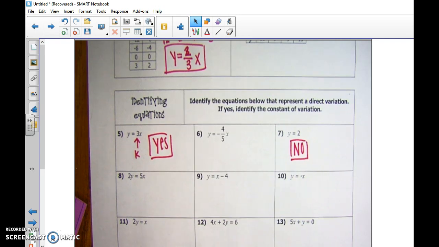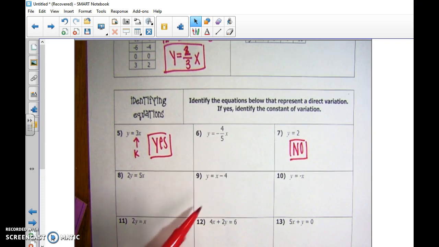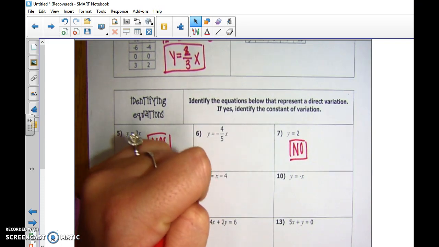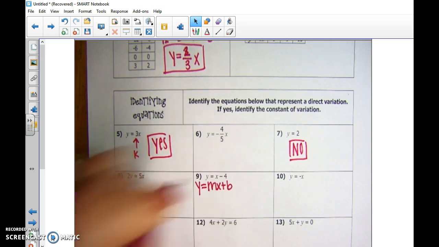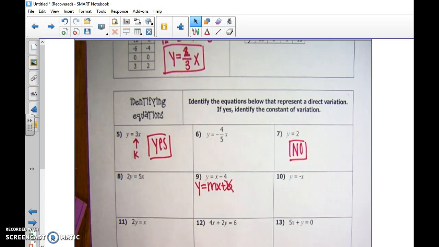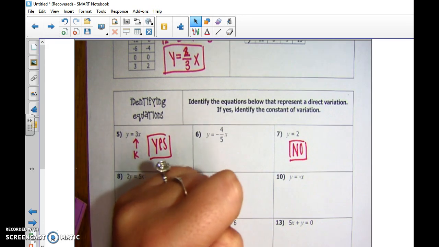Then you can also see on number 9, we have y equals x minus 4. This is in y equals mx plus b form. Remember, we don't want anything in b. So this would also be a no.